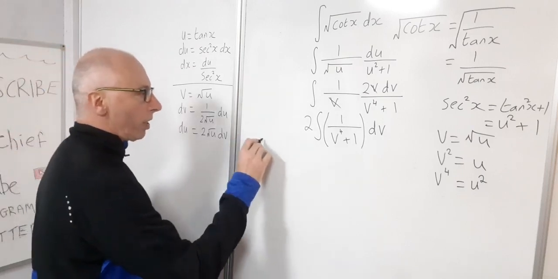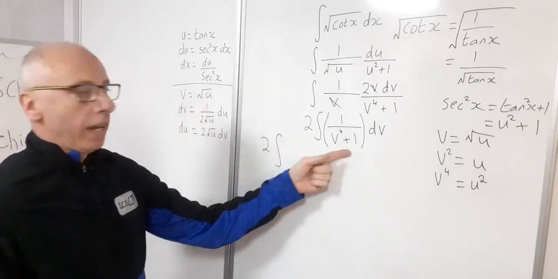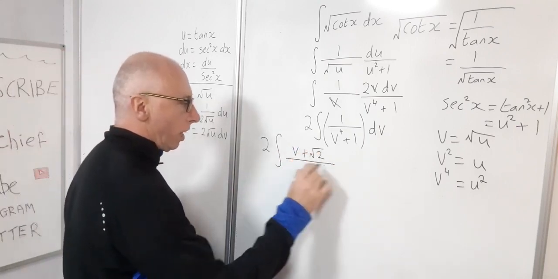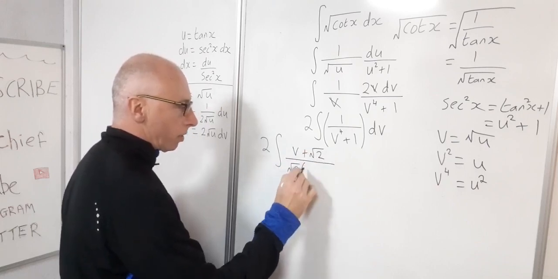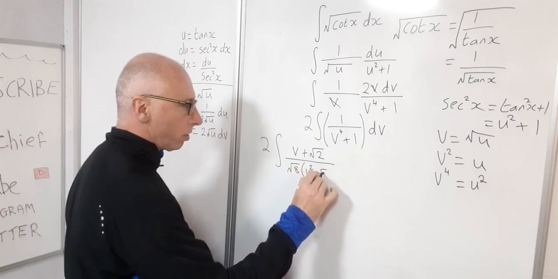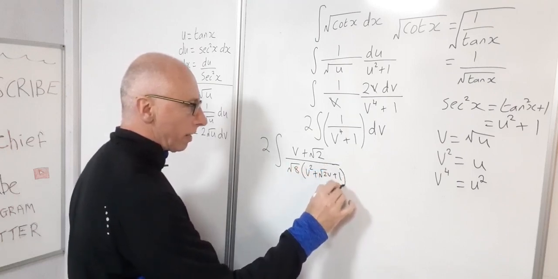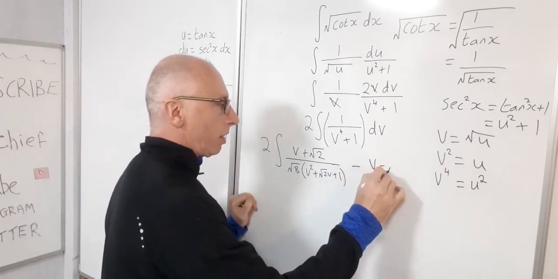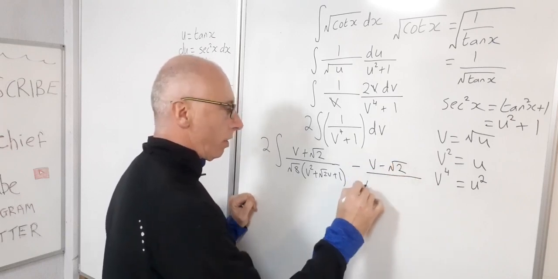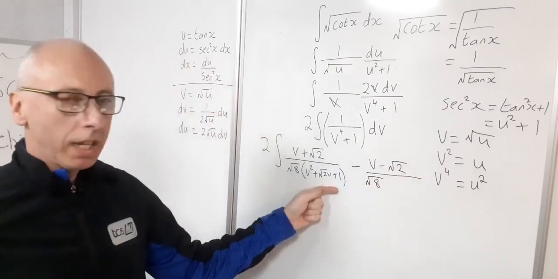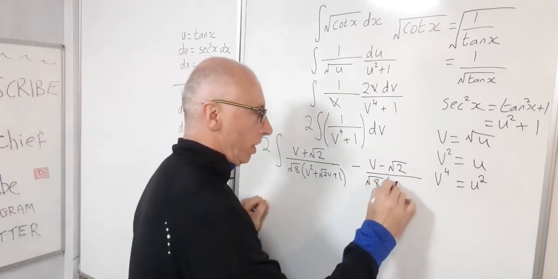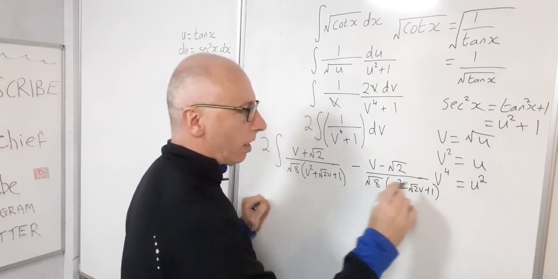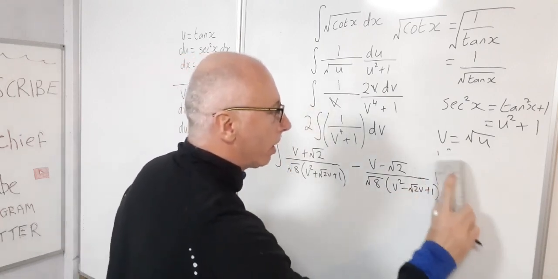So we got, let's put this over here, 2 times, and the partial fraction decomposition was v plus root 2 over square root of 8 times quadratic, which was v squared plus root 2 v plus 1. So that takes care of the first part. And the second part was subtract v minus root 2, and then square root of 8 again, and then quadratic here, but with a minus sign. So v squared minus root 2 v plus 1. And then if I just take this off the board here, I can get my dv in.